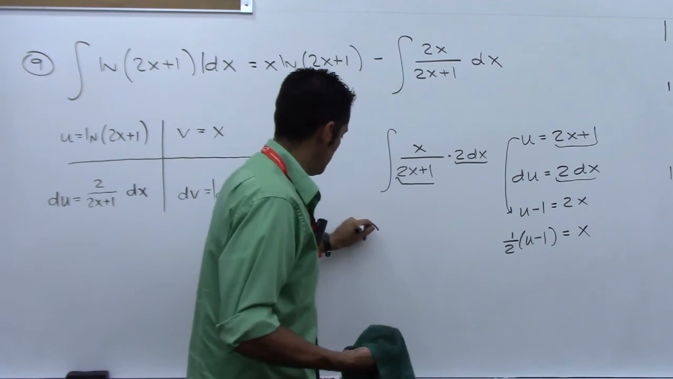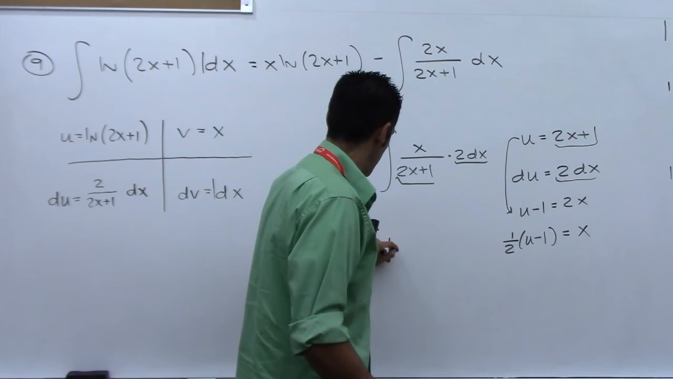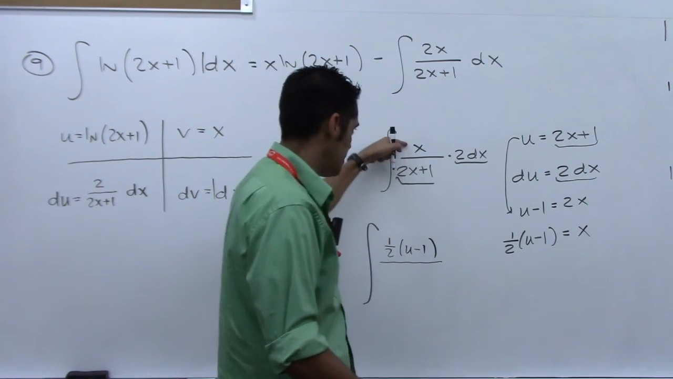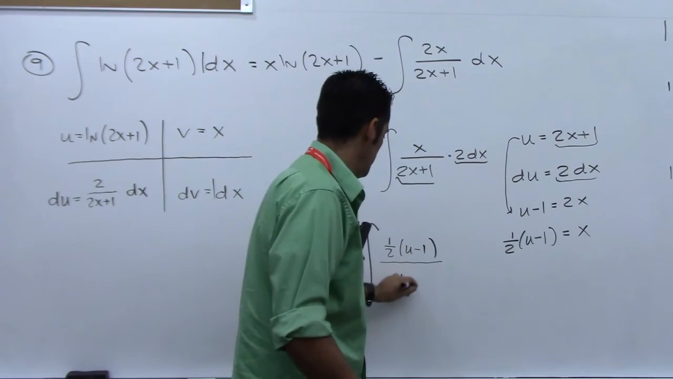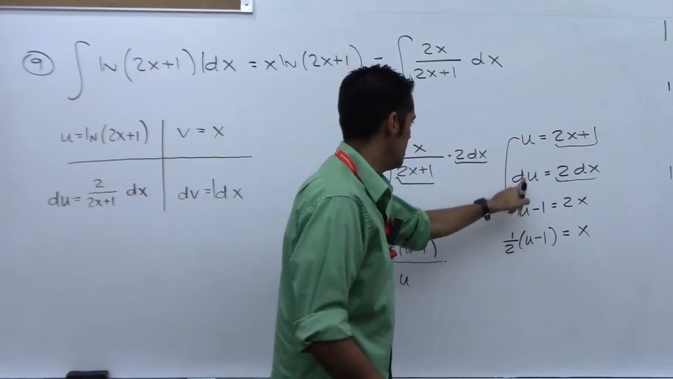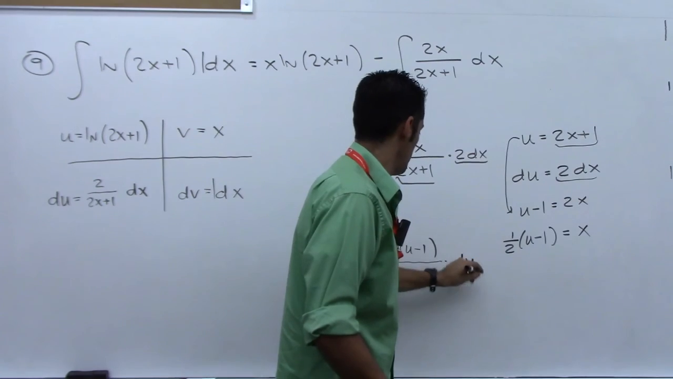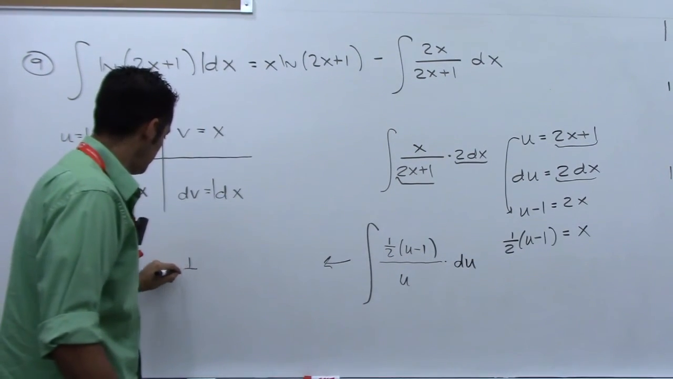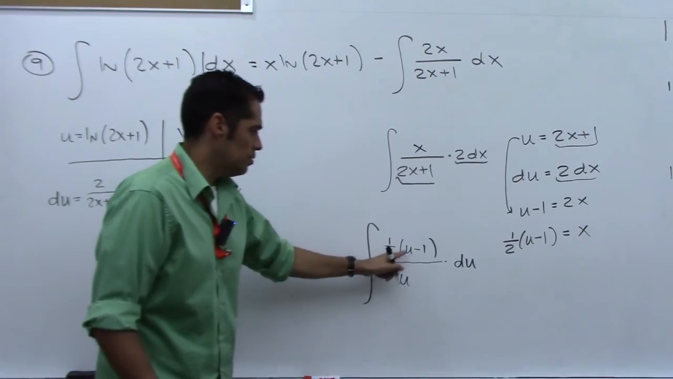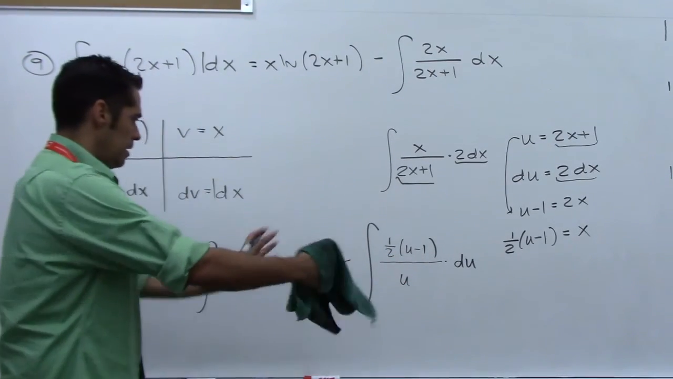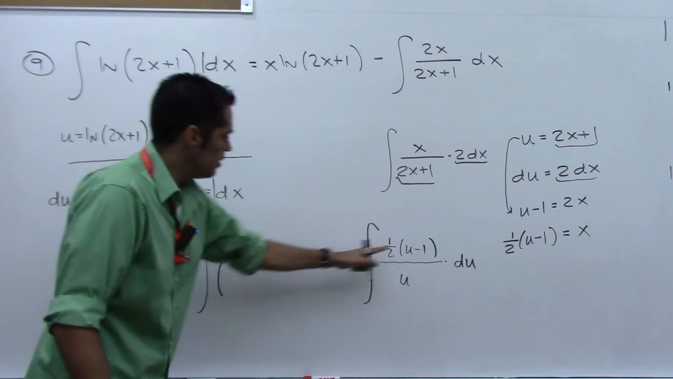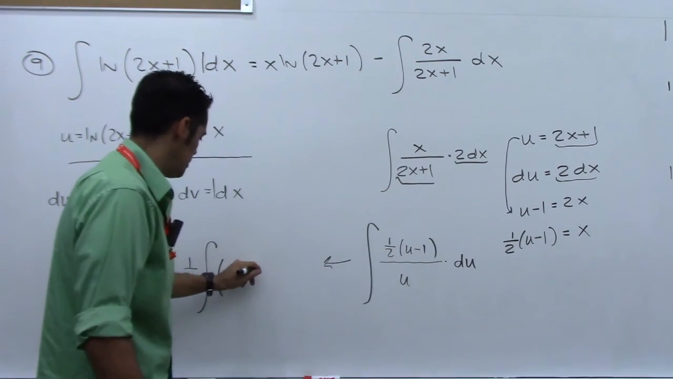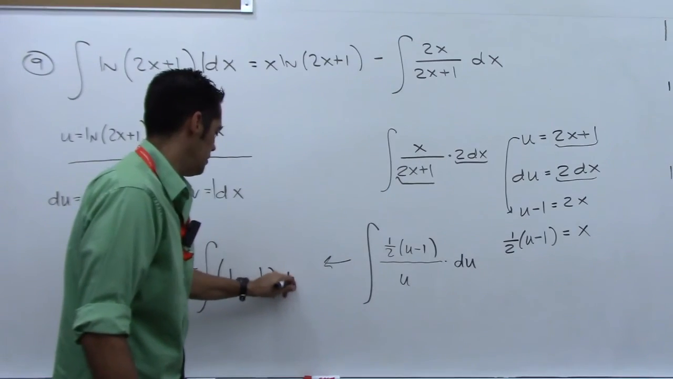So we have the integral of 1 half u minus 1 over, so that's just this, over this, which is u, and then this, which is du. I'm going to work backwards this way. Take the 1 half out, integral, this is u minus 1 over u, split that into two different fractions. u over u is 1, minus 1 over u, du.